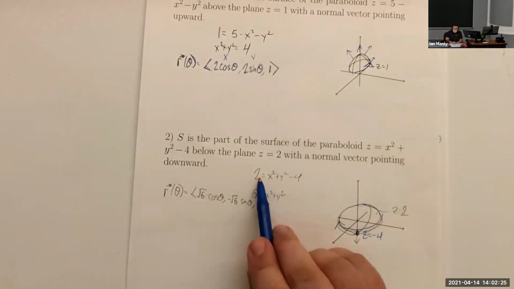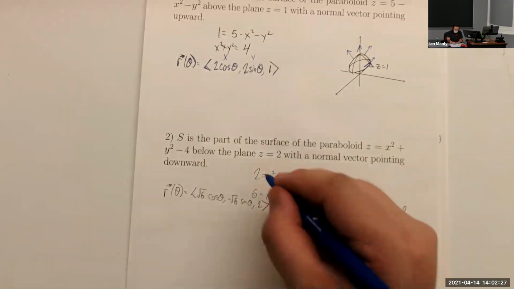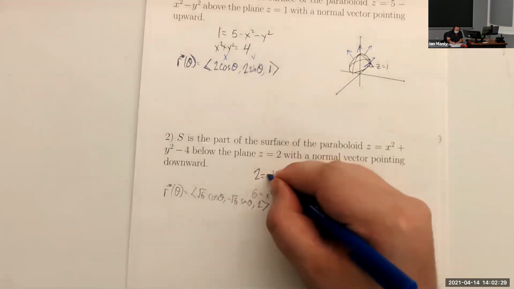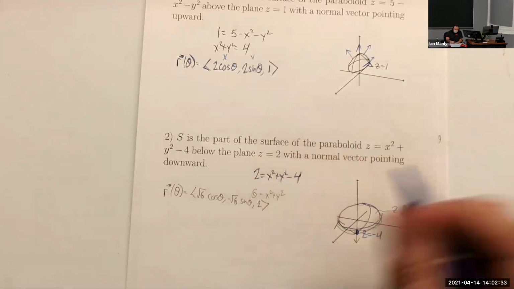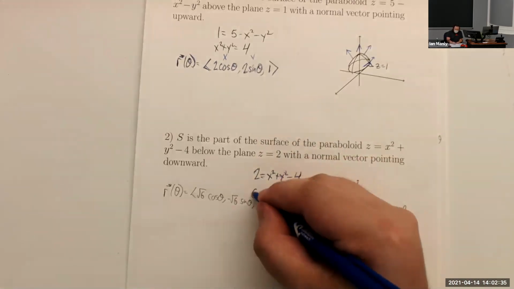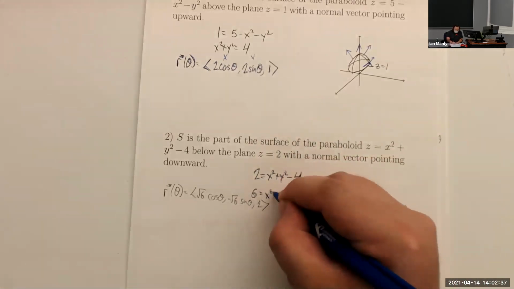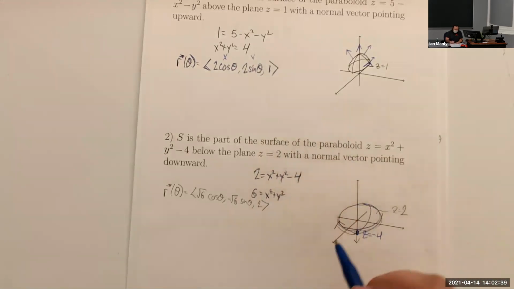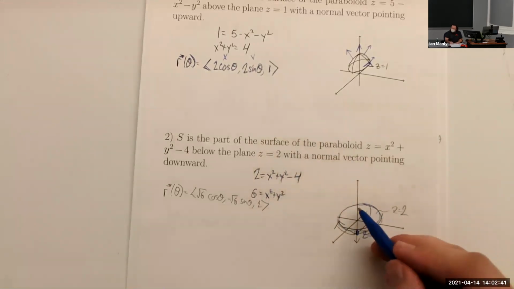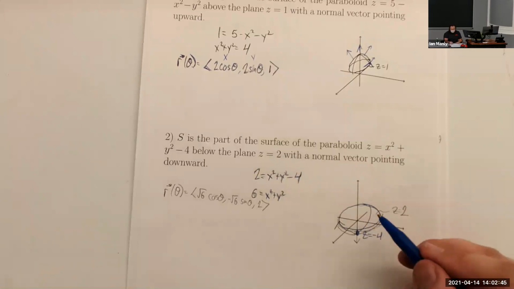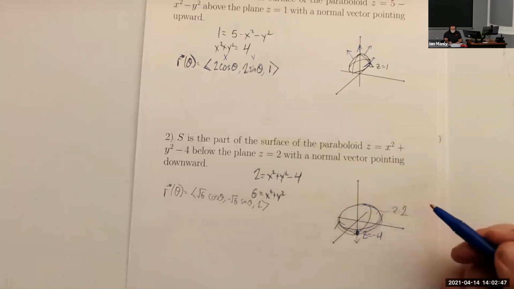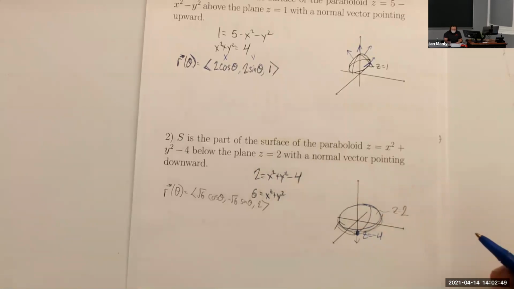Because if I set 2 equal to x squared plus y squared minus 4, then I could add 4 over here, and I have 6 is x squared plus y squared. So this time we're going to have a circle of radius √6 right here, and this is going to be our curve here.